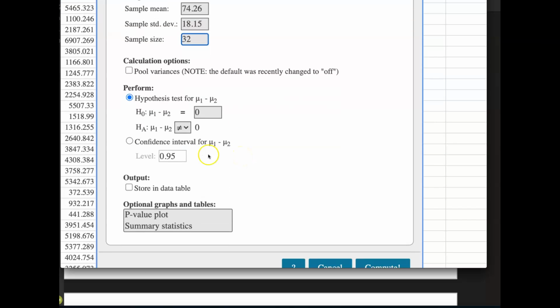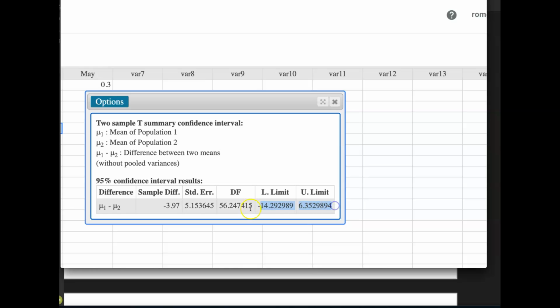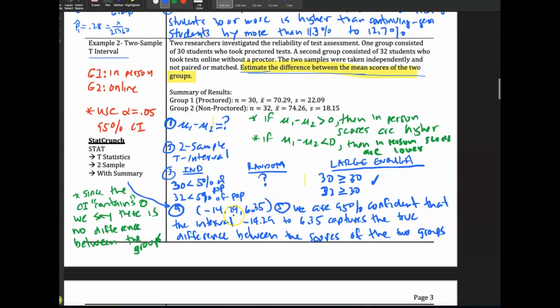And we have a confidence interval. We're going to use a 95% confidence interval. And we do it, and then that's where you got your answers there, the lower limit and upper limit. So for 2 sample, we're going to be using technology to do that.